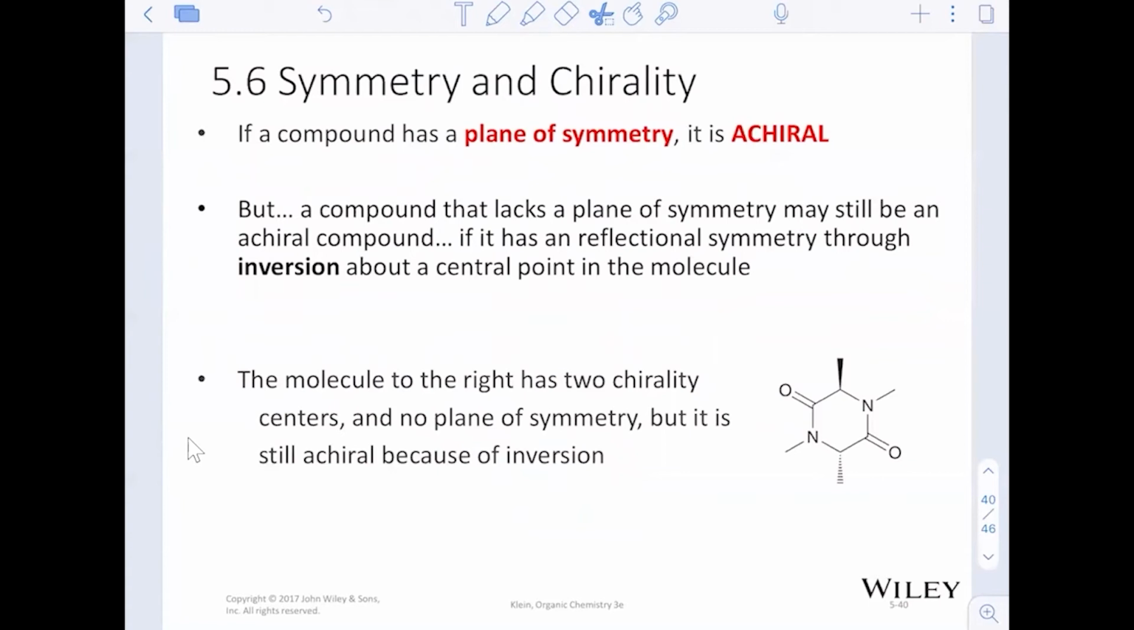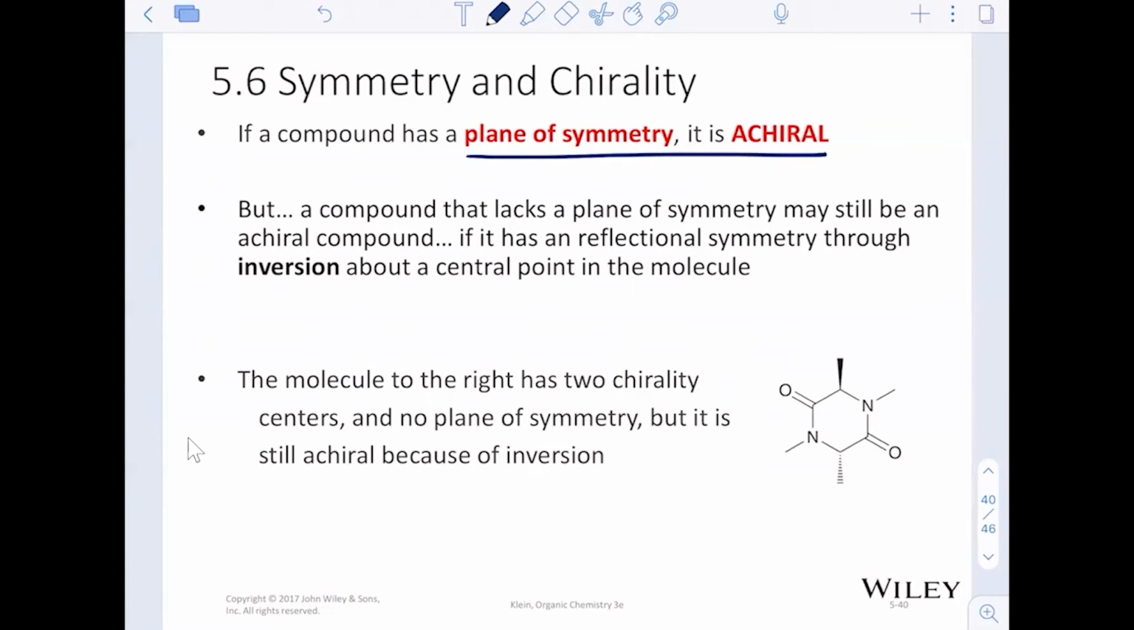But if a compound has a plane of symmetry, it's achiral. That's the main take-home message here. That means it is not chiral, not optically active, and does not have an enantiomer. Its enantiomer is itself. So therefore, it's not an enantiomer, it's identical.